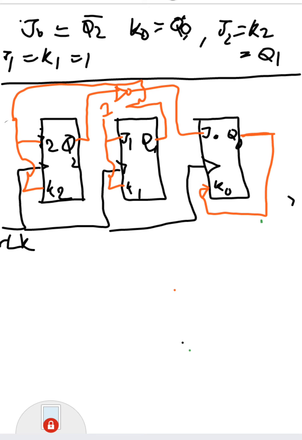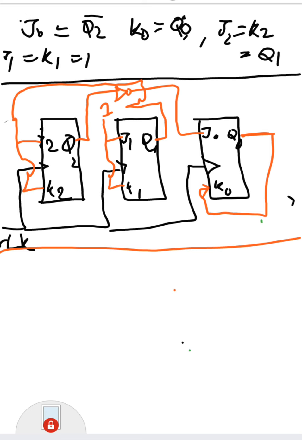So this is the final diagram implementation. Now the next step is we need to find out whether the counter is self-starting or not. The question also says to find that out. Now what is the meaning of self-starting? I'll write that down.